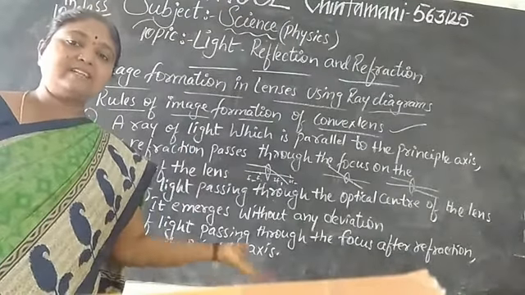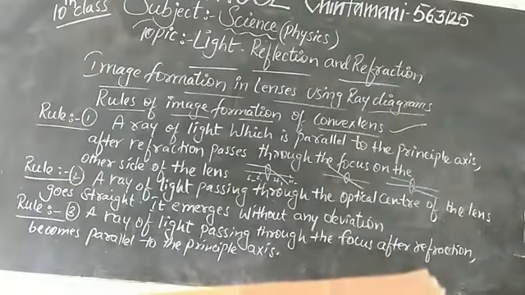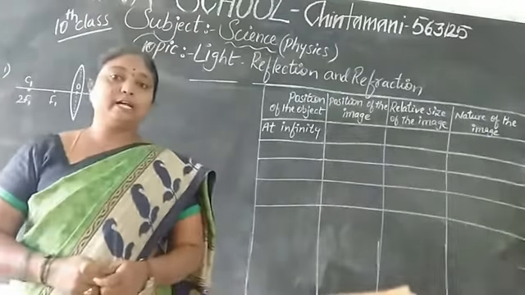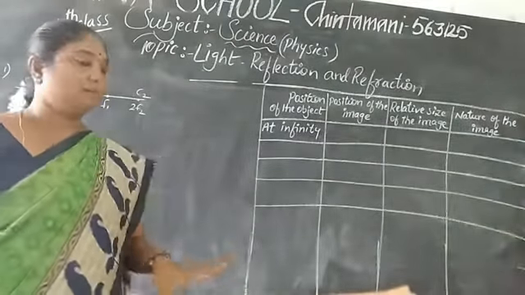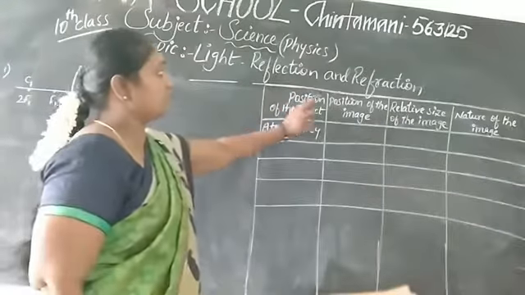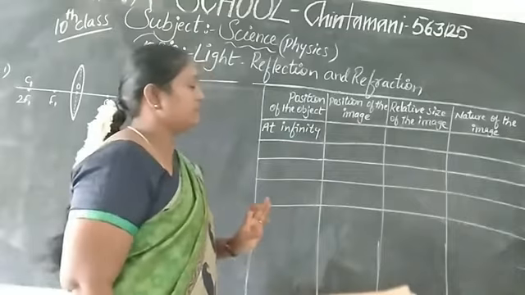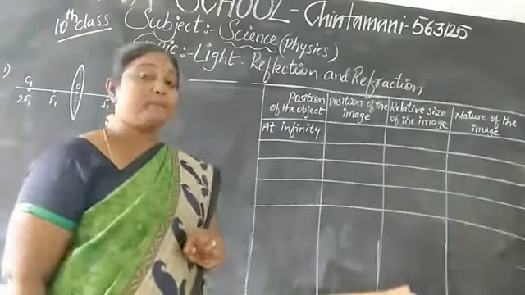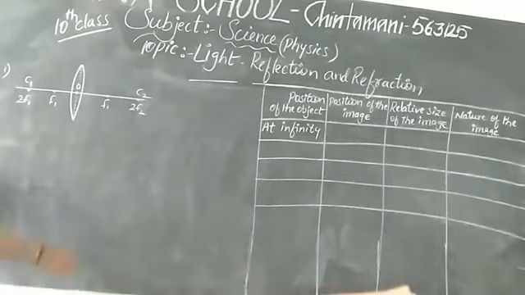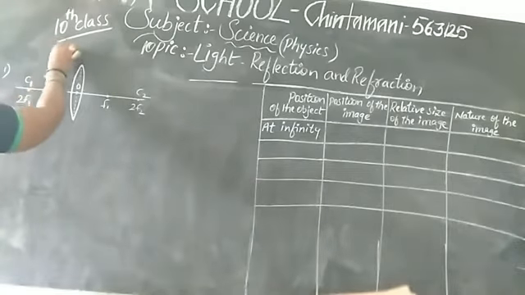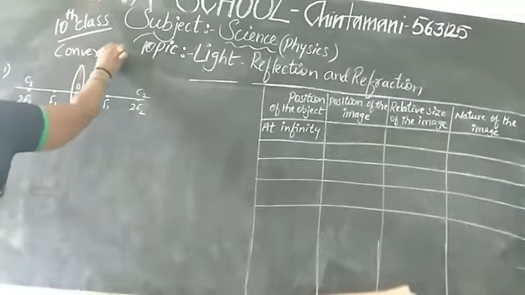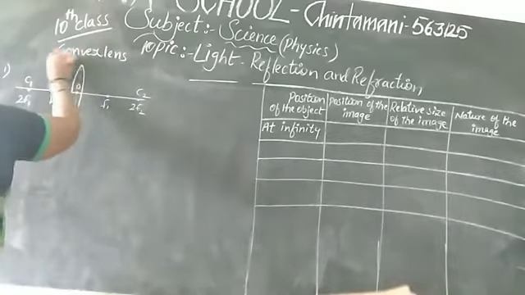Okay children, let me start to draw the ray diagrams. Before that, let me have the tabulated column. In this: position of the object, position of the image, relative size of the image, nature of the image. Now here I have taken the lens. By using the lens, we are going to draw the ray diagrams. Which lens is this, children? This is the convex lens.